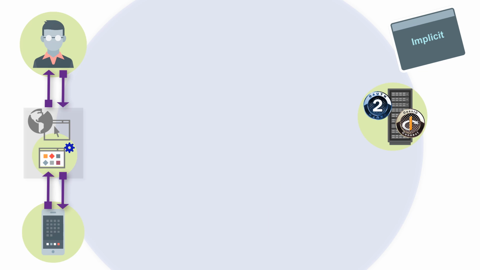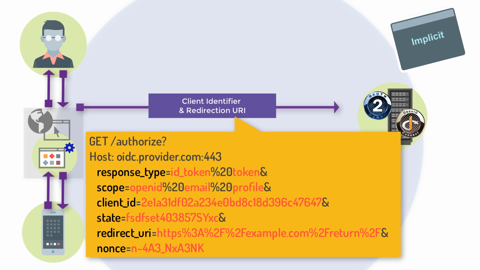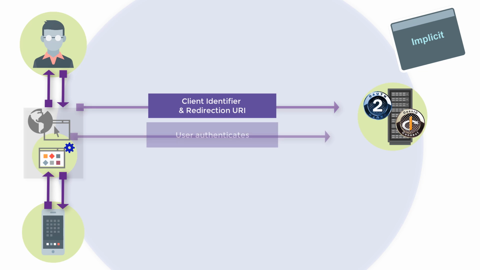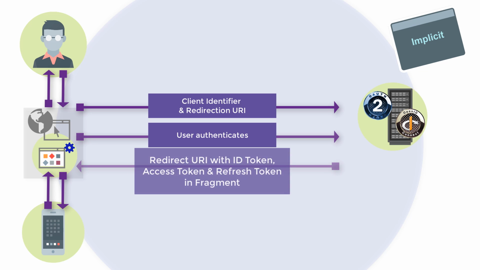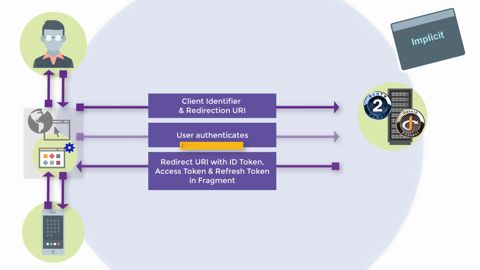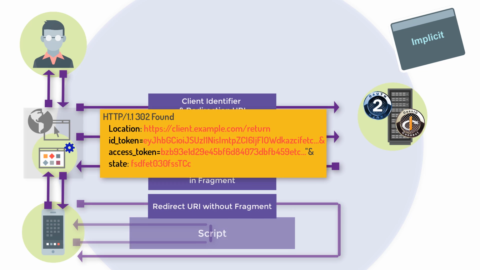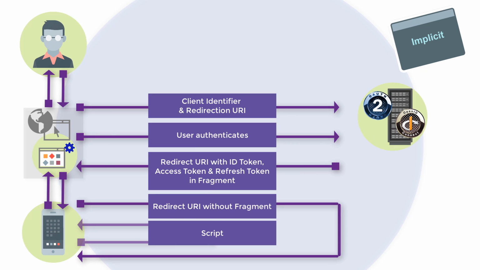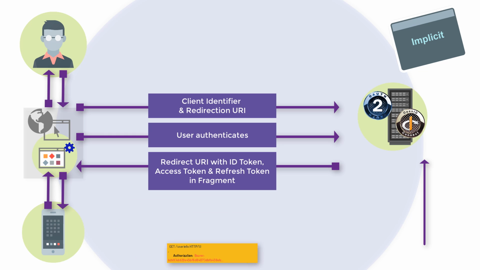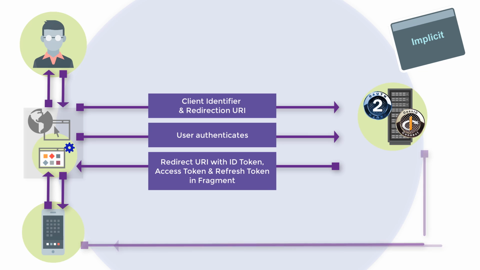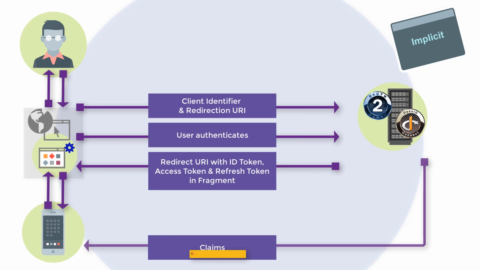In the ID token and access token scenario, the flow is almost the same, except in the initial redirect we use response type equals ID token token. After user authentication and consent, instead of just an ID token, the identity provider also sends an access token in a URI fragment. The client application extracts the ID token and access token and validates the ID token. Because the ID token doesn't contain the profile claims, the access token is sent to the user info endpoint. Once the access token is validated, the claims are returned to the application.